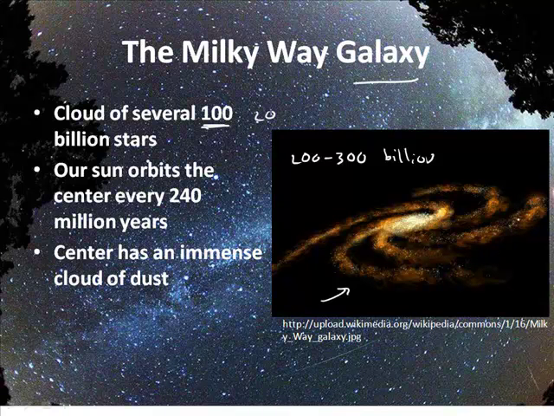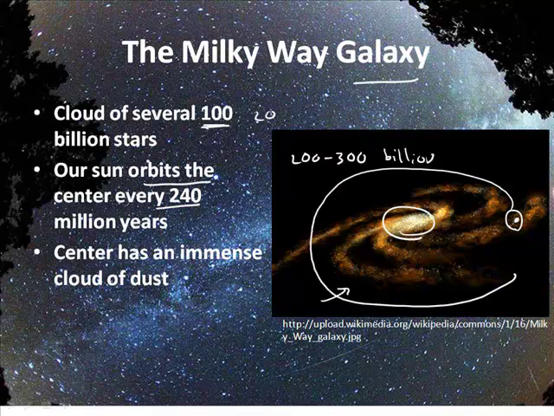Now, the center of the Milky Way is a very bright thing, and it rotates around. That's our solar system now, rotating around the center of the galaxy once every 240 million years. And the center has an immense cloud of dust, very bright dust because it's like stardust and its reactions, and we'll learn about all that later. So we're a part of this thing called the Milky Way galaxy, which contains 200 to 300 billion stars. That's a lot. Oh, my word.